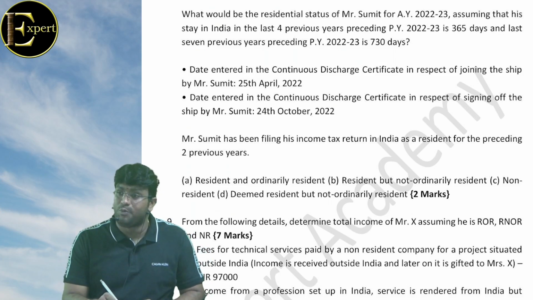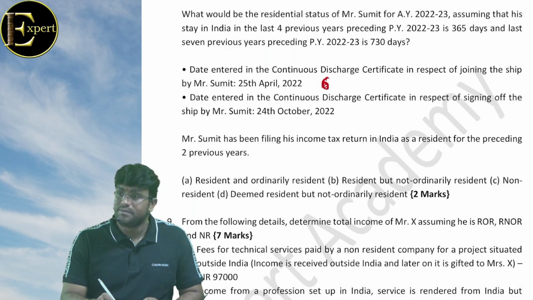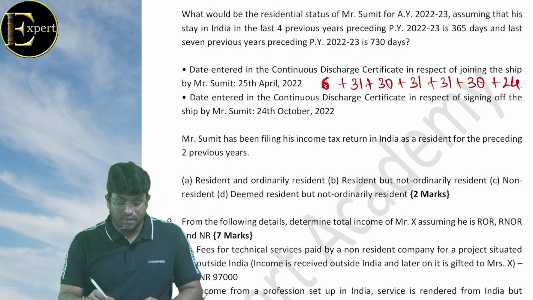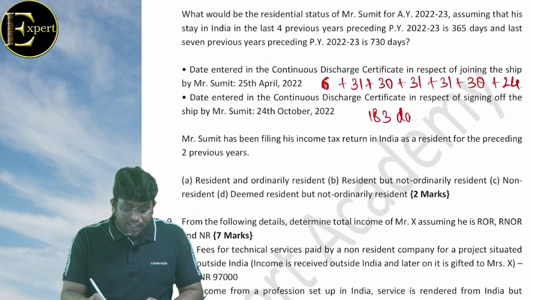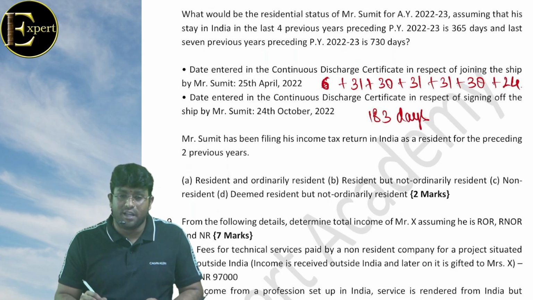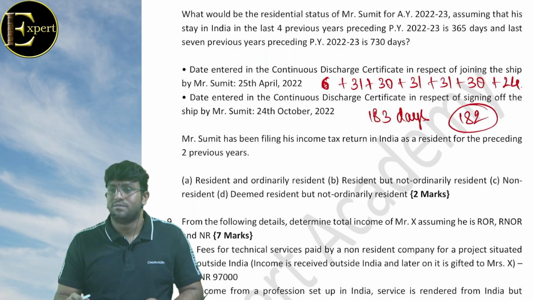मतलब अप्रैल में कितना दिन है पूरा? 30 days. मतलब 5 दिन इन अप्रैल. 25th ना? हाँ, 6 days यार. अप्रैल में 6 days, मई में 31, जून 30, July 31, August 31, September 30, October 24. That means 183 days he is not in India. Totally how many days in a year? Minus 183. 180. Satisfied.